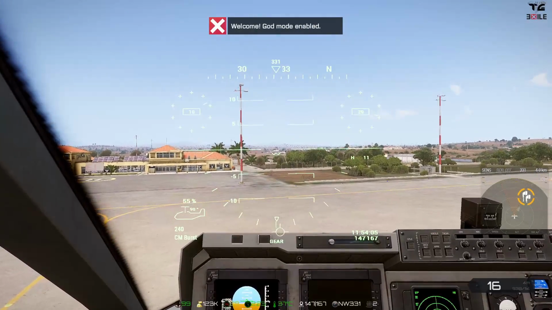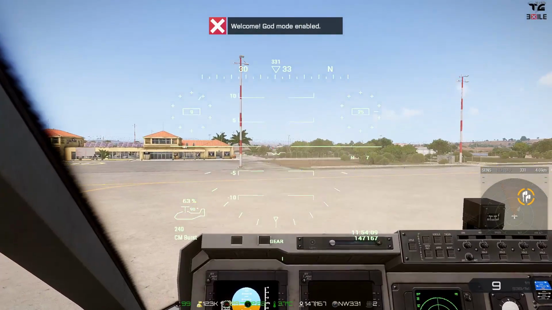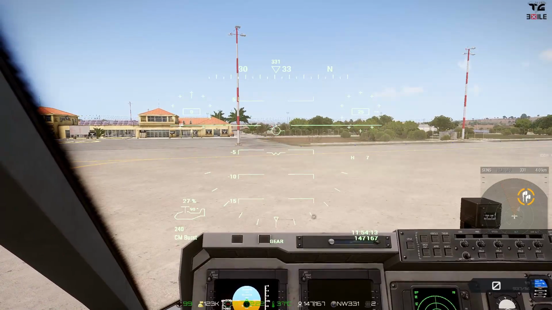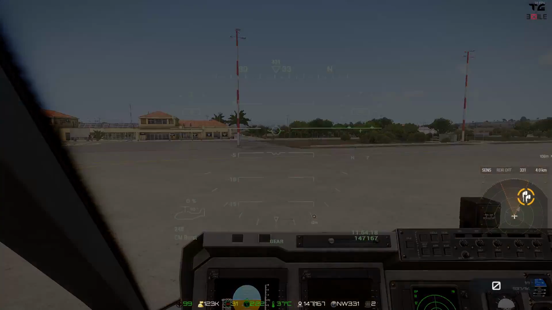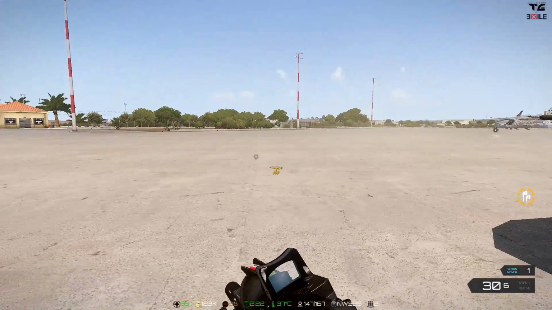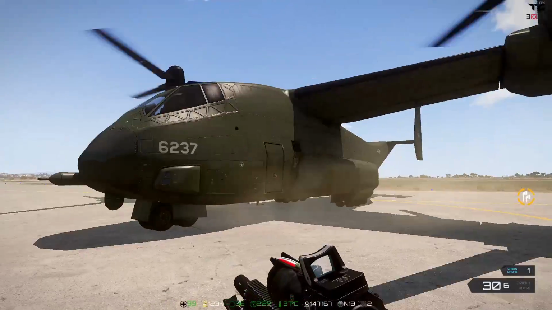And we should touch down any second now. And there we go. Throttle right off. And if we get out, you can see it's just off my nose once again.